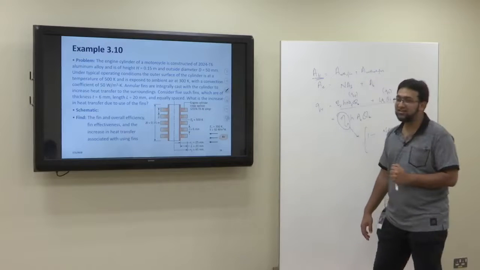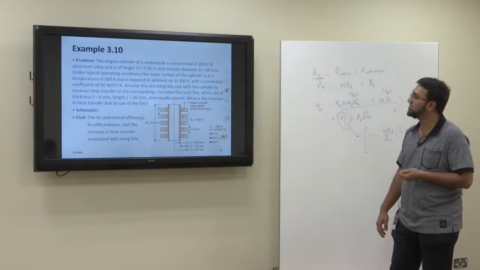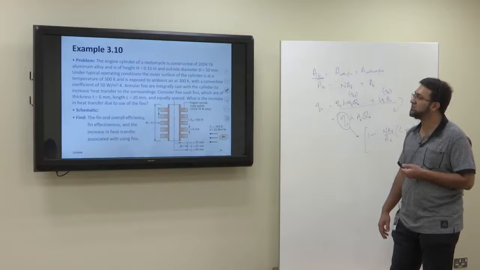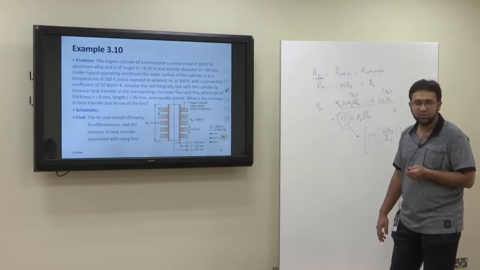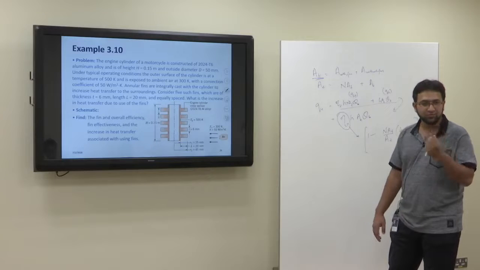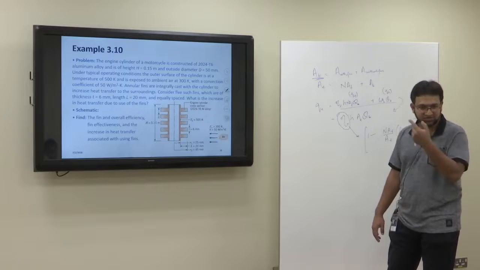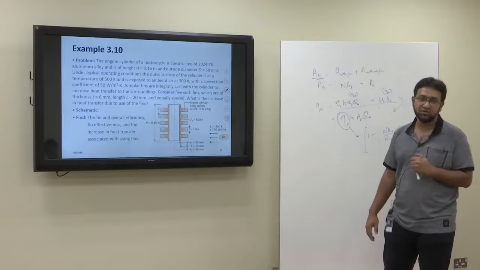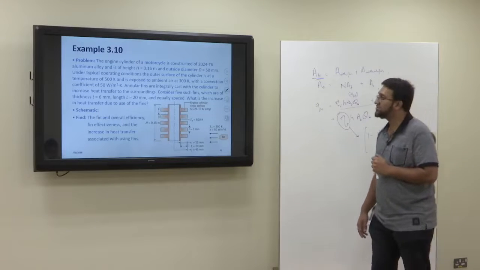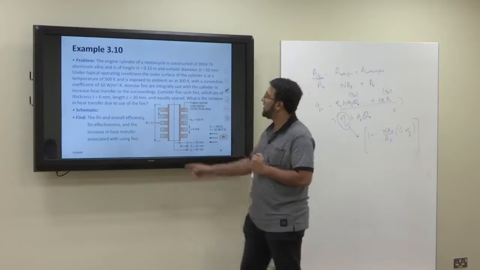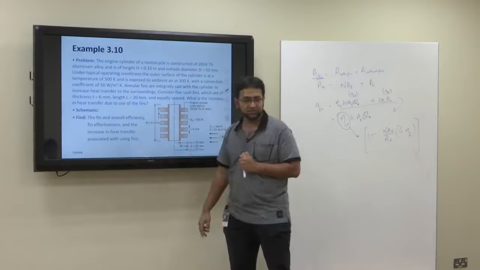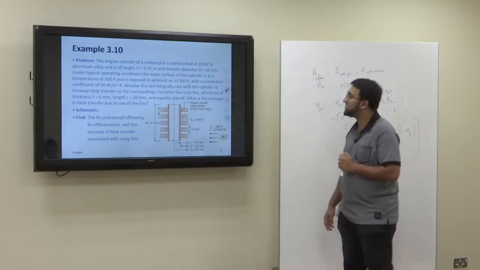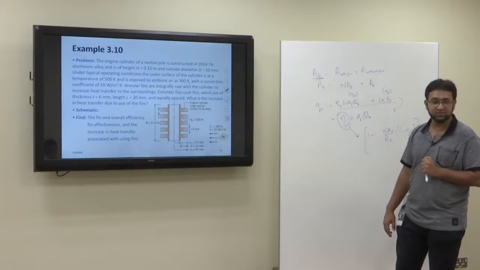Okay, the engine cylinder of a motorcycle is constructed from 2024 T6 aluminum alloy. This name is important because you need to take the properties from the table based on the name. Okay, and is of height 0.15 meter, and outside diameter is 50 millimeter.